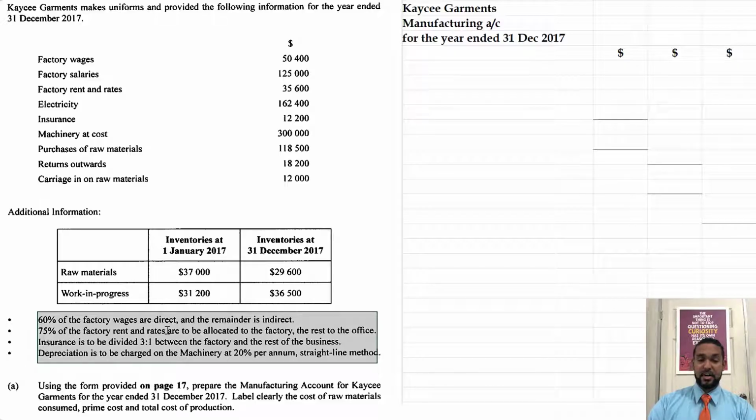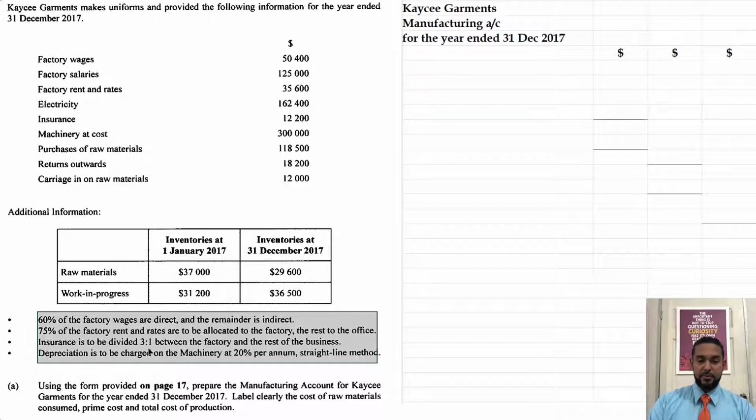60% of the factory wages are direct and the remainder is indirect. So it means that 60% of the factory wages will go in prime cost as direct labor and the remainder is indirect. Now, if you're wondering about factory salaries, salaries are almost always indirect or under overheads, unless otherwise specifically stated that they are direct. 75% of the factory rent and rates are to be allocated to the factory and the rest to the office. So it means that 75% of the rent and rates goes to the manufacturing account and the remainder goes to the income statement for admin.